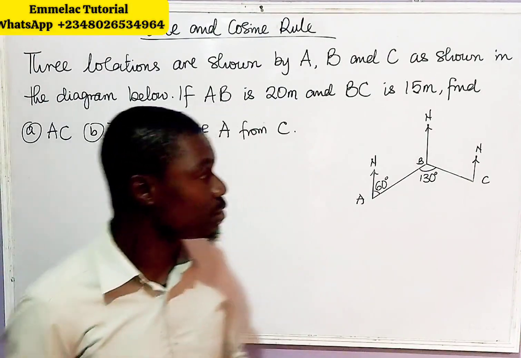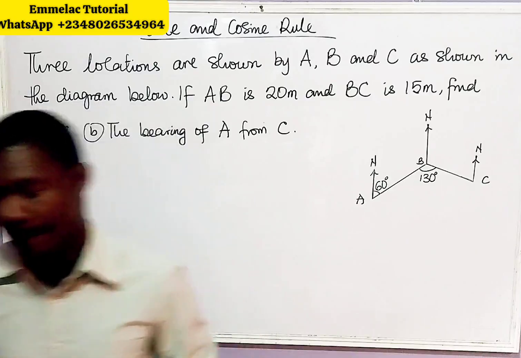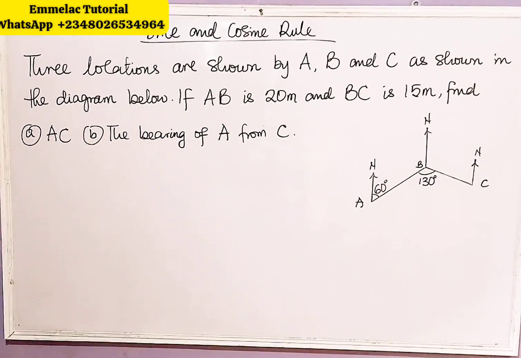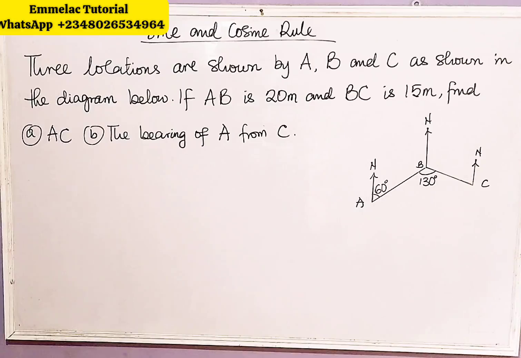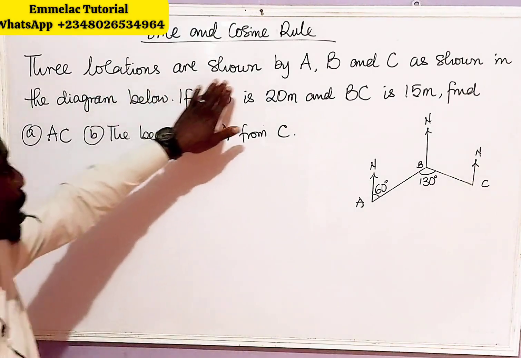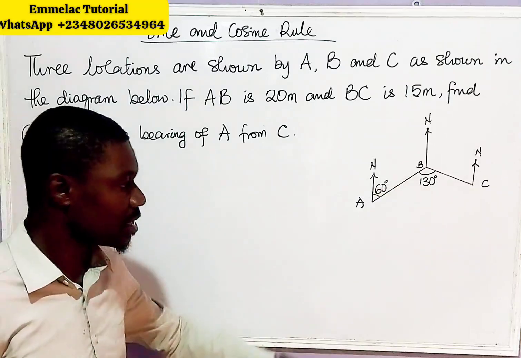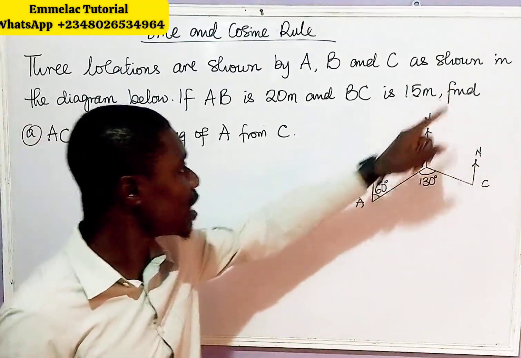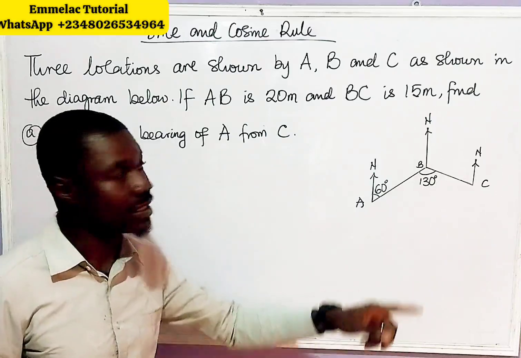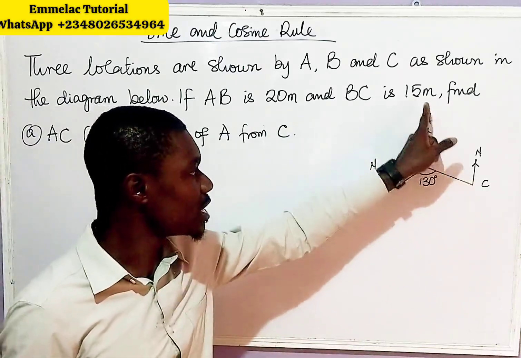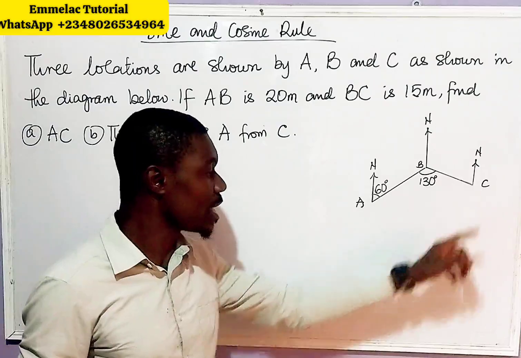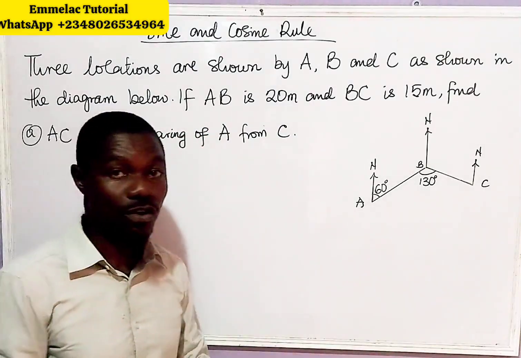Now before us is this beautiful question. It reads that three locations are shown by A, B, and C from the diagram. A, B, and C are shown in the diagram below. Now if AB, that is from here to here, is 20, and BC, that is from here to here, is 15, find AC, that is the distance from here to here, and the bearing of A from C.